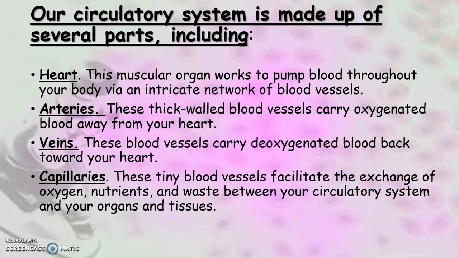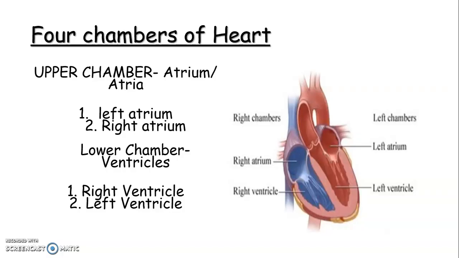Oxygen and nutrients are transported from the blood to the cell, and waste such as carbon dioxide leaves the cells to the blood. So next is four chambers of the heart. The heart has four chambers, two atria and two ventricles.